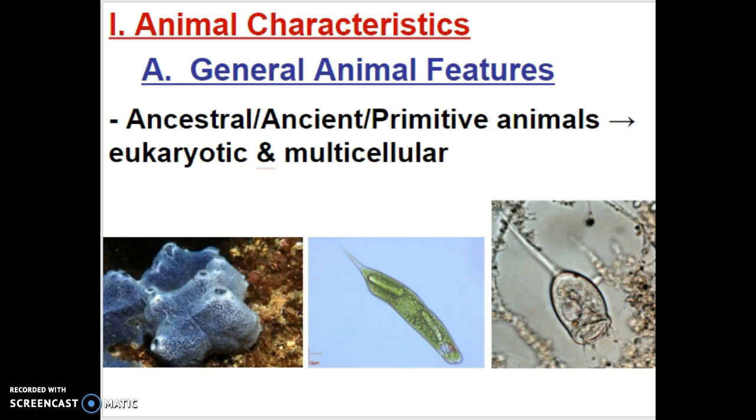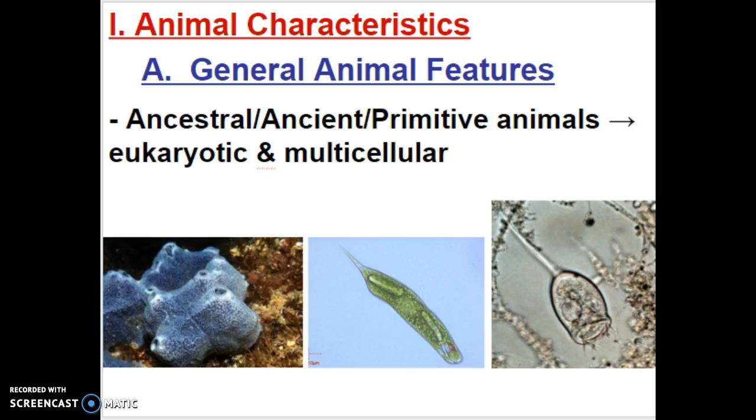The oldest animal, the most ancestral, ancient, primitive animal, believe it or not, is the sponge. The sea sponge looks like a plant, and in fact was miscategorized for many years because it looked like a plant, but it actually is an association of tiny little animals living together.